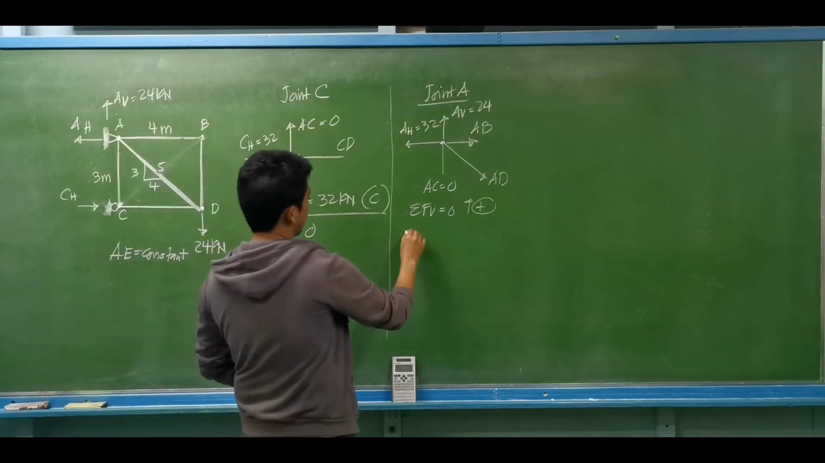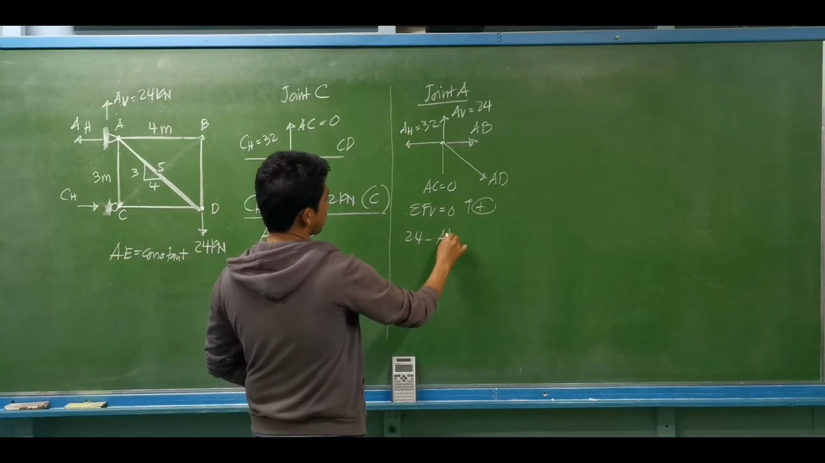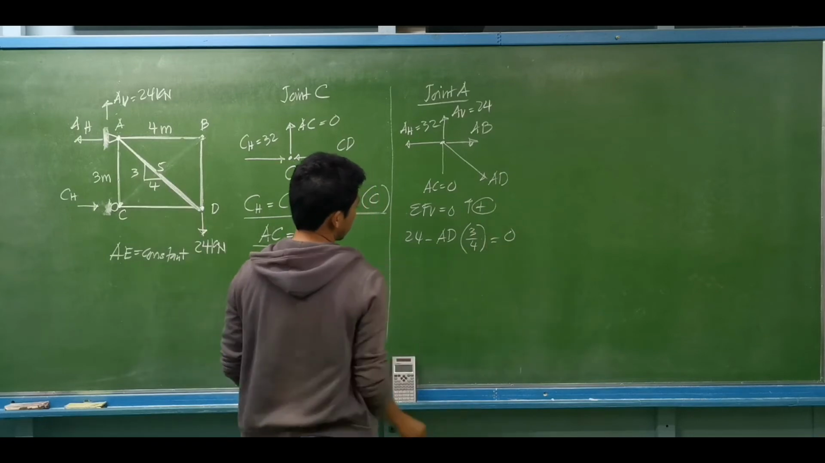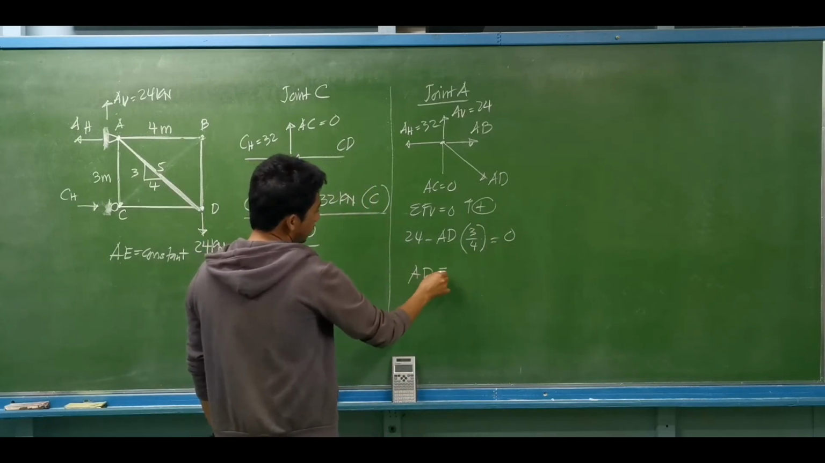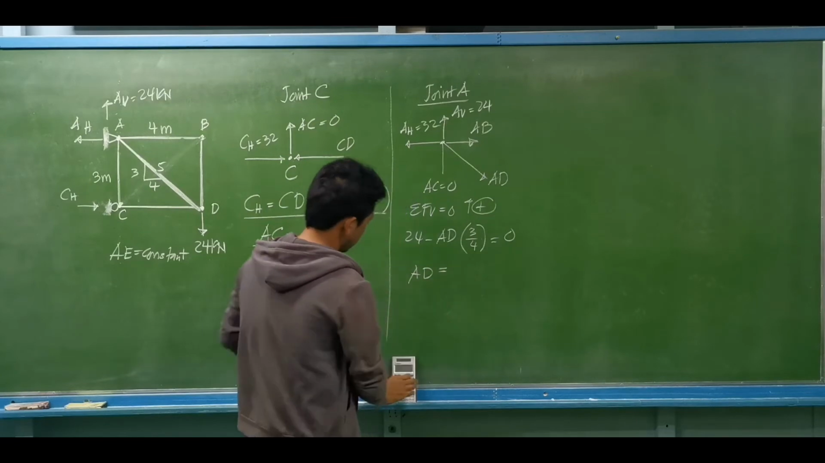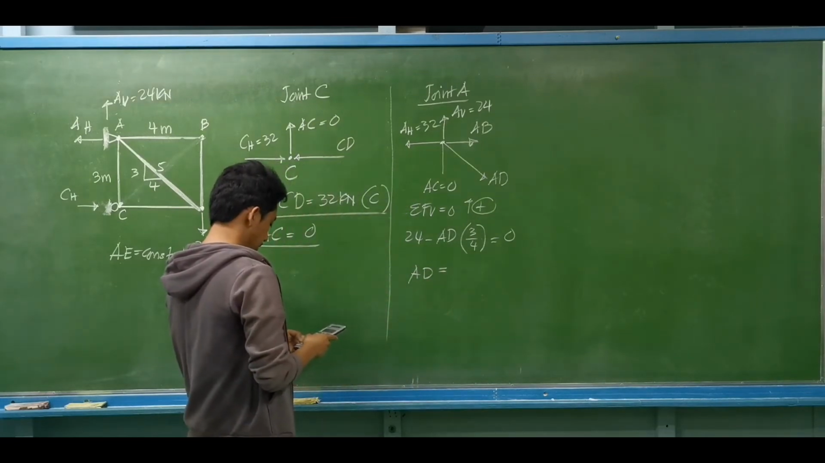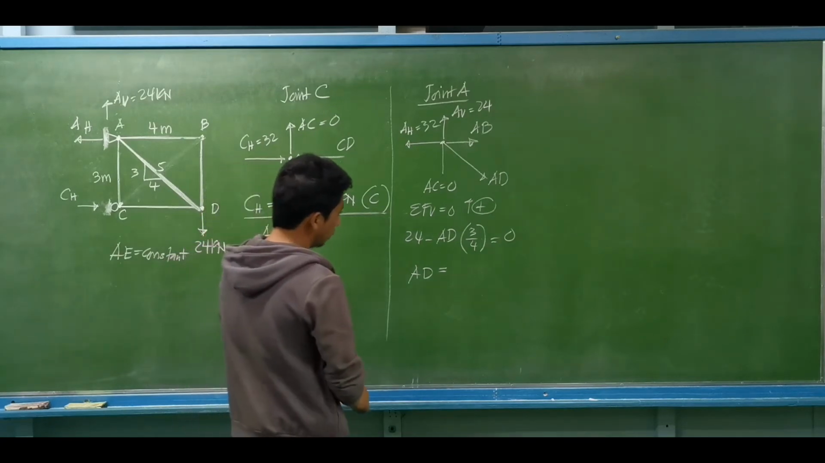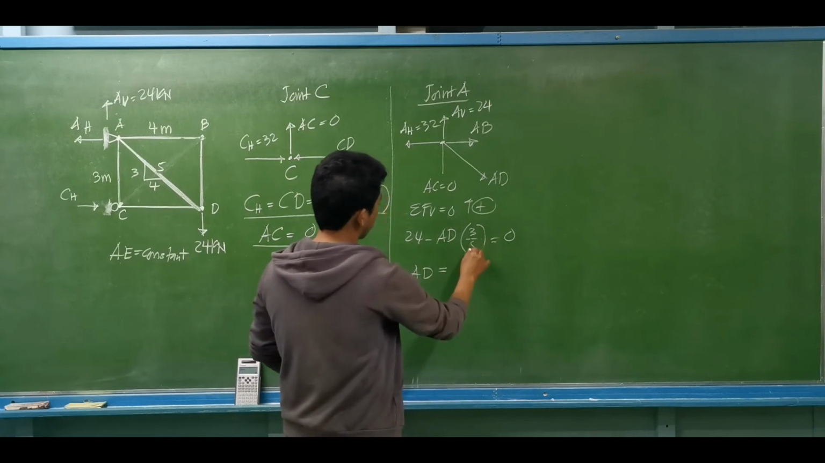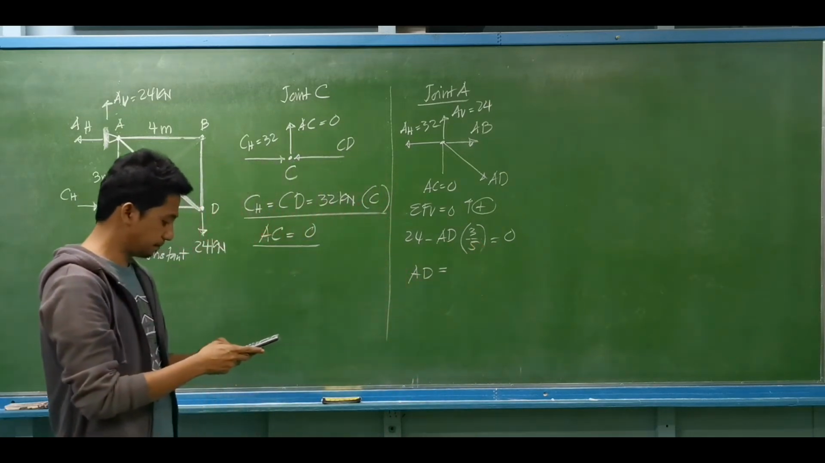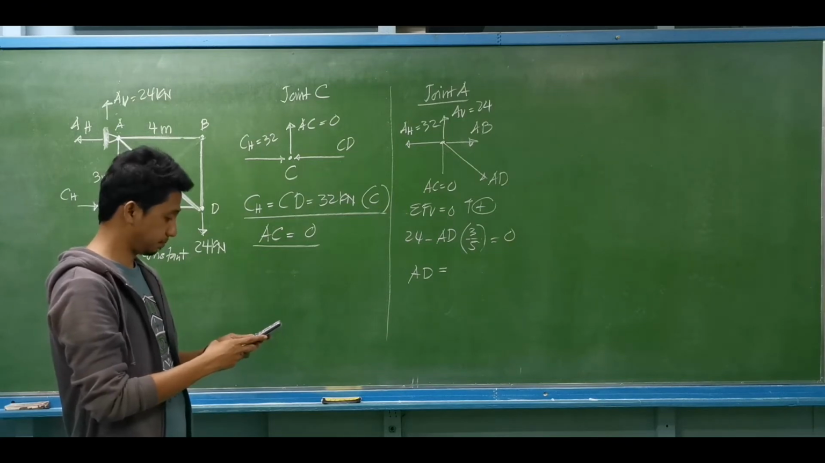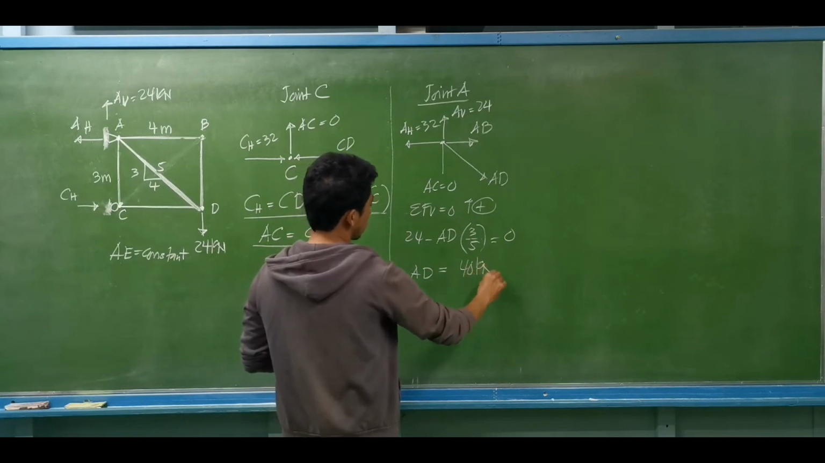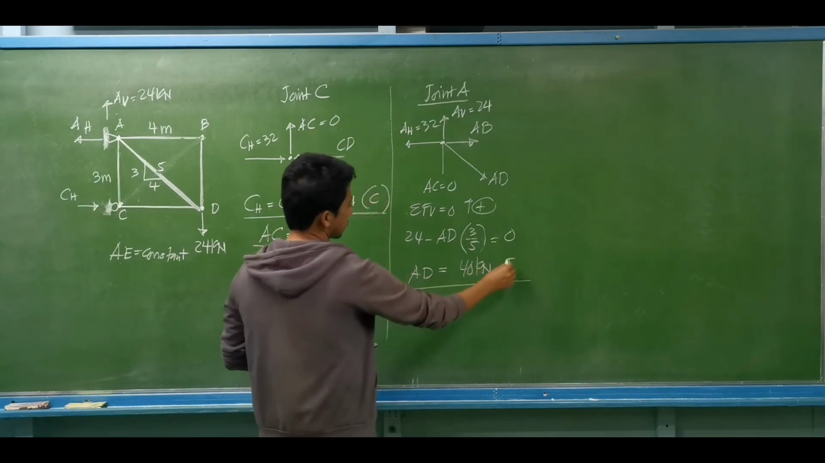So we have 24 minus the axial force for member AD, vertical component is 3 over 4, equal to 0. Supposedly this is not 3 over 4. The vertical component is 3 over 5. So we have 40 kilonewtons, and AD is under tension.